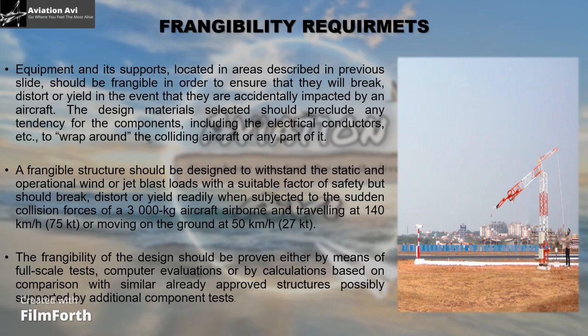Now we'll study the frangibility requirements. What are the requirements for equipment placed near the runway to get a frangible character? Equipment and its supports located in areas described in the previous slides should be frangible in order to ensure that they will break, distort or yield in the event that they are accidentally impacted by an aircraft. The design and material selection should preclude any tendency for the components, including the electrical conductors, to wrap around the colliding aircraft or any part of it.